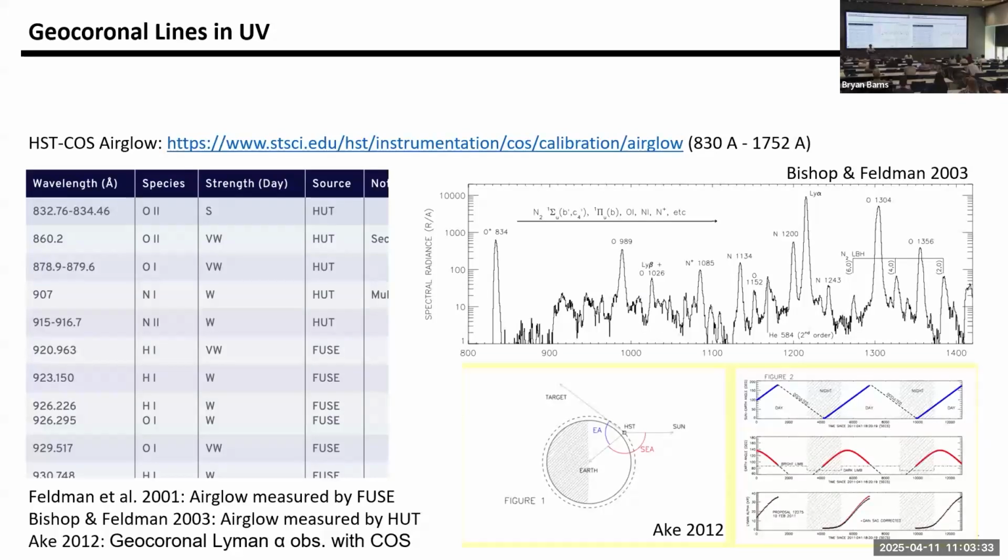And there is more complication because this airglow strength varies in orbit depending on, let's say, the geometry between the sun, Earth, and your spacecraft. And a complete survey or better understanding of this behavior has not been done.